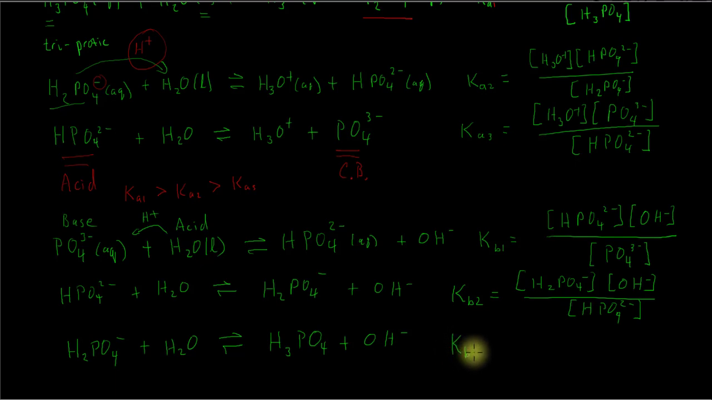And so there'll be a third base hydrolysis constant for phosphate, and that'll be the concentration at equilibrium of the phosphoric acid, H3PO4, times the hydroxide ion concentration, divided by the H2PO4- concentration at equilibrium. So those are our equilibrium constants for all of these reactions. So an example of a triprotic acid and a triprotic base.